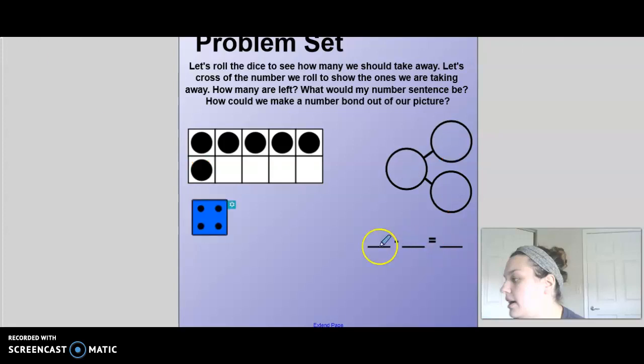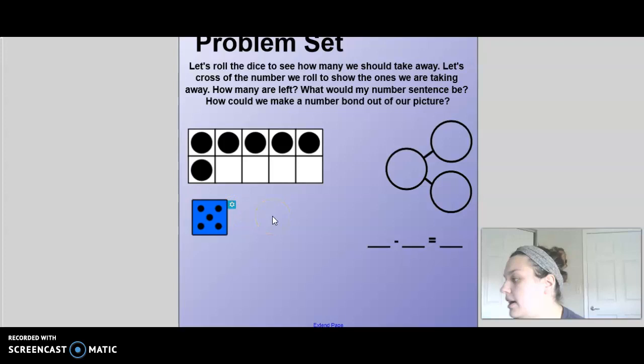Okay, we're going to do the same thing we did before. But this time, I'm just going to roll the dice, and then I want you to pause me, and I want you to do your number bond and number sentence all by yourself. We'll do a different one because we got one before. Okay. Go ahead.